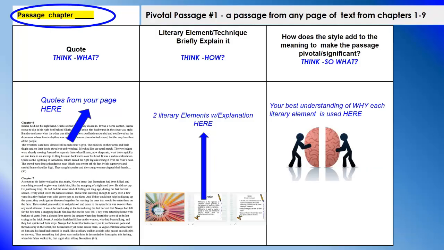Okay? So let me know where your example is. So that's the quotes from whatever chapter there. I just had a big passage there, cutting and pasting from 6 and 7 as an example. There in the middle, you see a couple of the slides from the literary elements PowerPoint, if you look at that. But don't just say that's a simile. The simile is comparing what to what. So the element with the explanation. And then the last column, think about this, so what? It's your best understanding of why that element is used in that passage.